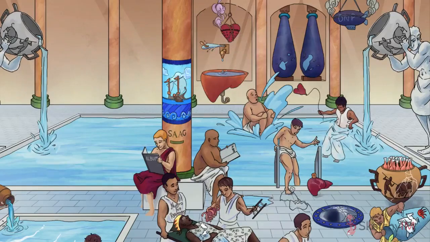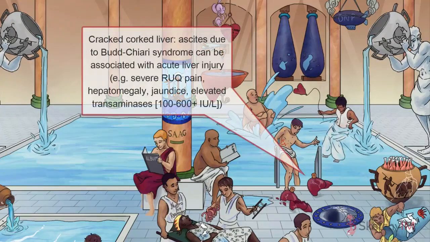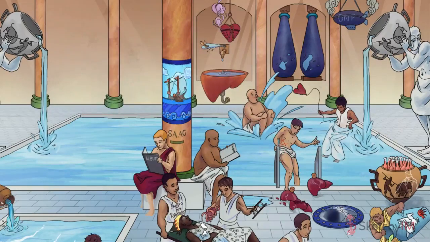Let's wrap up with Budd-Chiari syndrome. In patients with acute Budd-Chiari syndrome, symptoms develop over a few weeks. Expect to see severe right upper quadrant pain, hepatomegaly, jaundice, and ascites. Variceal bleeding may occur as well. On labs, elevation of serum aminotransferases occurs due to ischemic hepatocellular damage from vascular congestion.